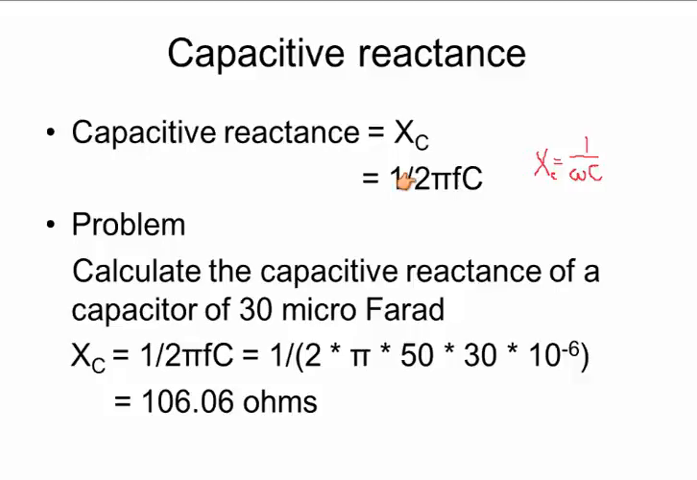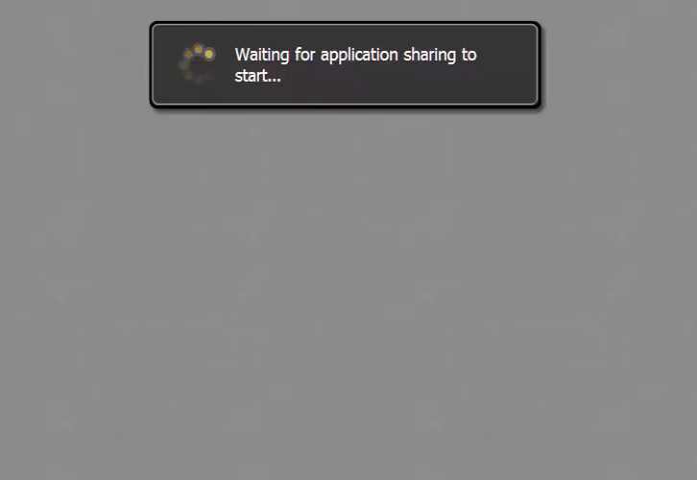So what we have, we say, okay, it's a 50 hertz signal, so the f would be 50, and then we just have 30 micro, which is times 10 to the minus 6, and then 2 pi, and we just divide, giving us 106.6. I just want to switch to the calculation application, which is Python.